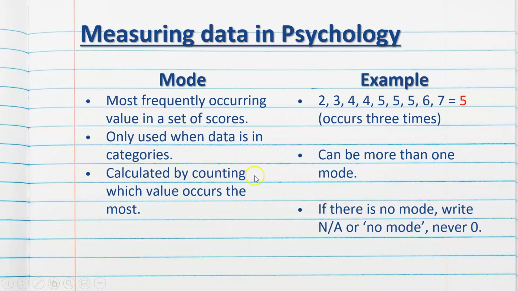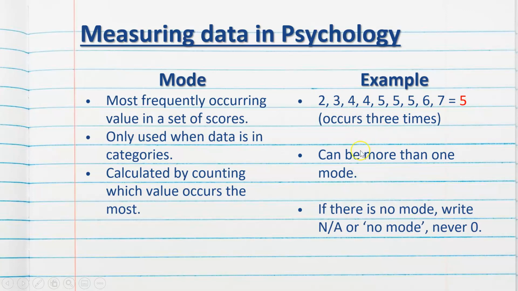So we calculate the mode by counting which value occurs the most. It's as simple as that. So here's my data set. I've got 2, 3, 4, 4, 5, 5, 5, 6, and 7. 5 is the mode because it occurs the most times. It occurs 3 times and it occurs more than any other value there. So 5 is the mode.